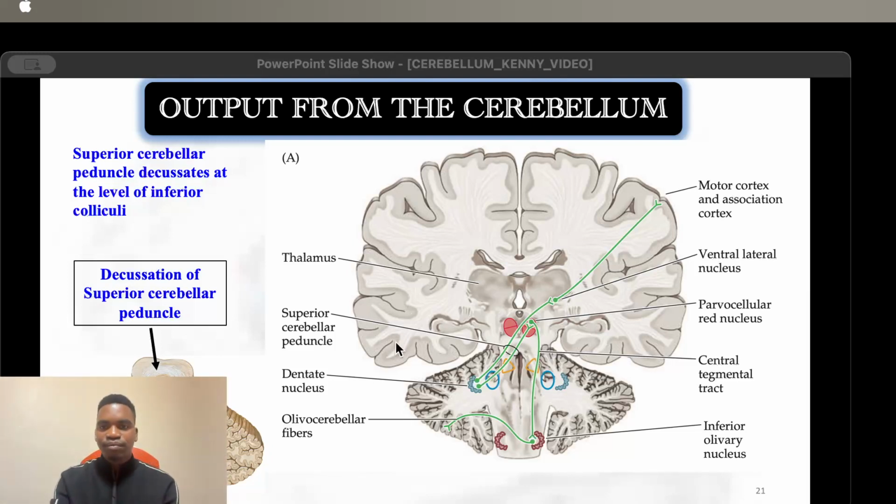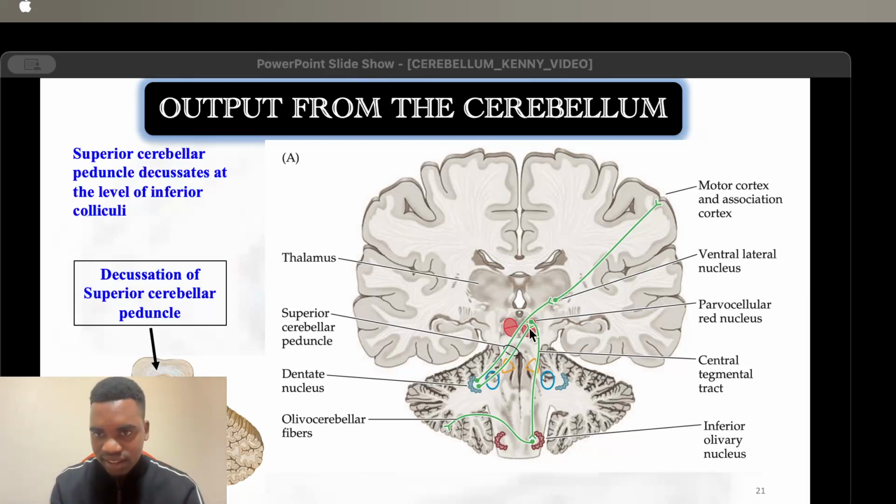Now look here. We said the cerebellar cortex will give information to the deep nuclei, and then from the deep nuclei it will be carried into other parts of the body. So number one, the information from the lateral hemisphere will come into the dentate nucleus, and then from the dentate nucleus the information will be carried by the superior cerebellar peduncle into the red nucleus and the motor cortical areas of the brain, but of the contralateral side.